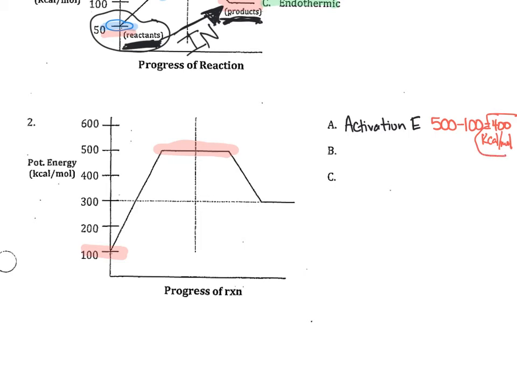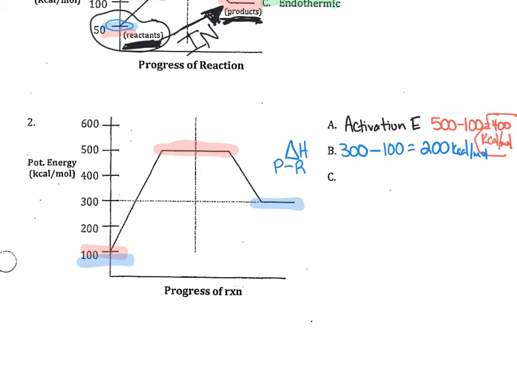So that's letter A. For letter B, I'm going to use a different color to highlight. For letter B, we need to find the energy of the reaction. So we're going to look at our product's energy and our reactant's energy. Our delta H is found by taking the energy of the products minus the energy of the reactants. It looks like my products have about 300 kilocalories per mole, and my reactants have 100. So this would be 200 kilocalories per mole for my delta H.